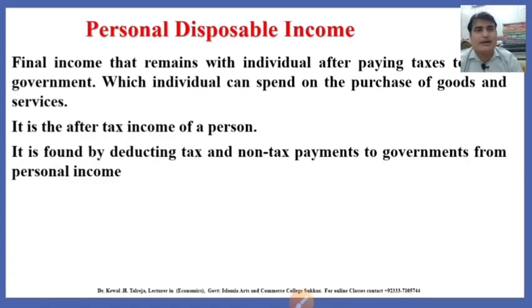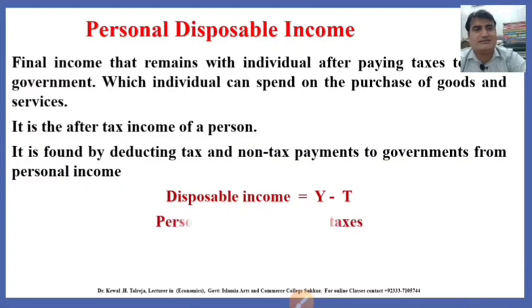It is found by deducting the tax and non-tax payments to the government from personal income. Through equations, the disposable income is equal to Y minus T. Y indicates the personal income and T stands for the taxes. Personal income minus direct taxes equals the disposable income.